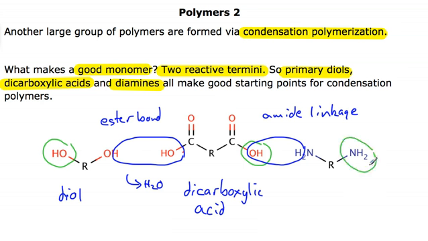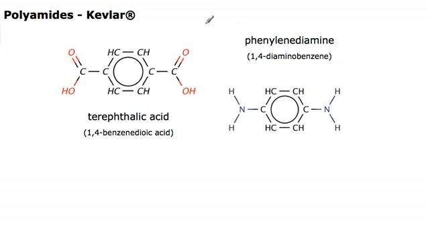So on this end of the amine I have that NH2 group which can react, and back here on my dicarboxylic acid I still have that OH group that can react. And so those are why these types of molecules are very useful as starting points for condensation polymerization. So let's look at a couple of examples. The first one is a polyamide, and you've probably heard of this: Kevlar.